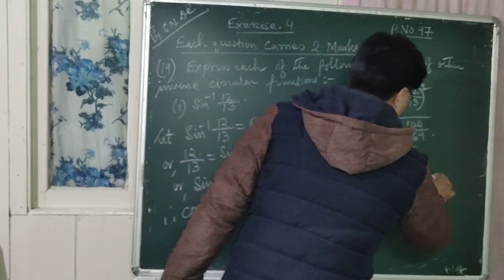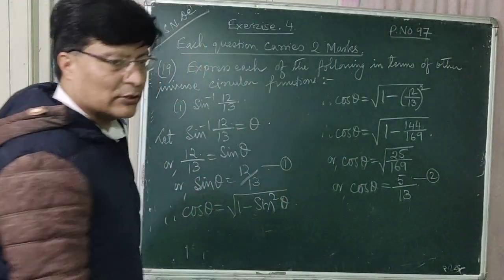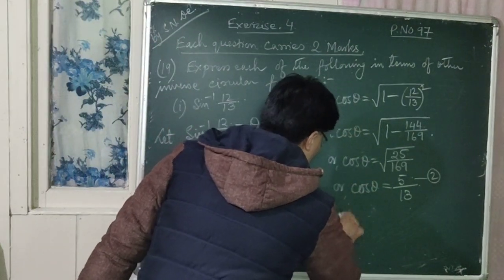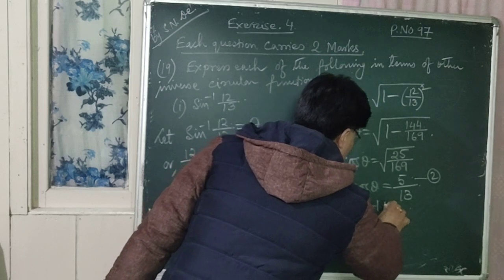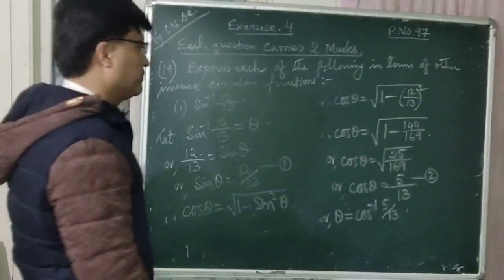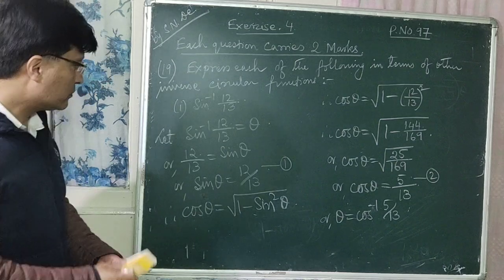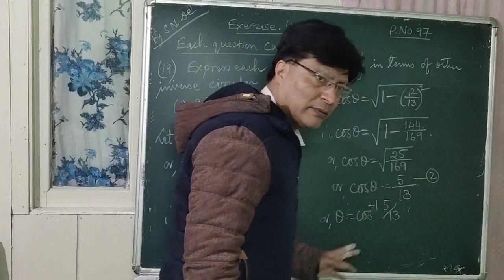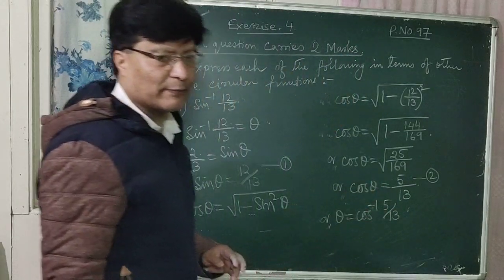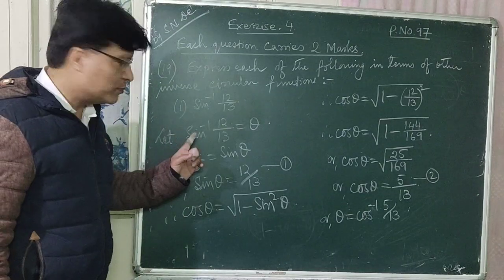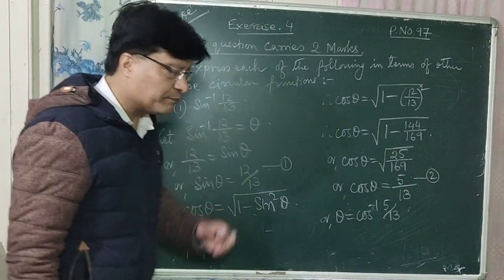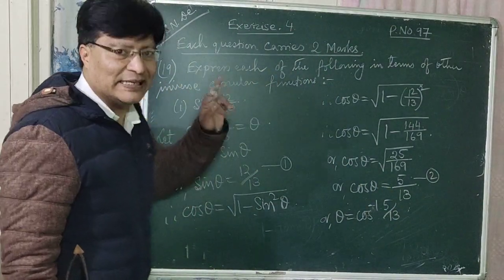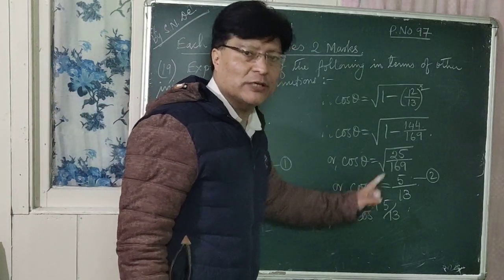Let us mark it number 2. But you can convert it into other inverse circular functions. Let us find out the value for theta. This is cos inverse 5 by 13. Is that clear now? Sin theta is equal to 12 by 13, cos theta is equal to 5 by 13, and theta is cos inverse 5 by 13. That is, we had assumed sin inverse 12 by 13 is equal to theta, and theta is equal to cos inverse 5 by 13. That is, sin inverse 12 by 13 is expressed in terms of cos inverse 5 by 13.